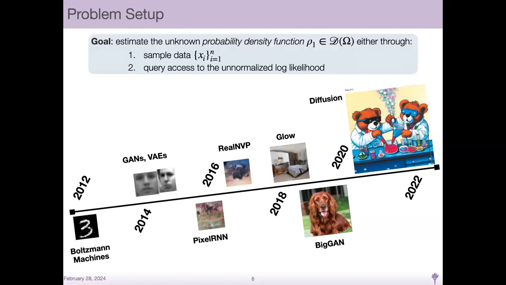So this is the problem setup I want to think about. This is a probabilistic generative modeling paradigm, and I'm going to state what our goals are. We're going to want to estimate an unknown probability density function that I'm going to call ρ1. We're going to either want to do this through sample data or access to, for example, an unnormalized log likelihood function, like an energy function in physics that tells us about the likelihood of the configuration of the molecule or the arrangements of spins on a lattice, things like this that we might be interested in. But today I'm really going to just focus on the first part because of time constraints.